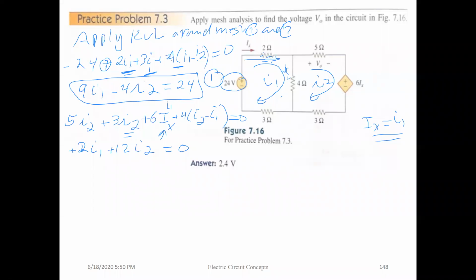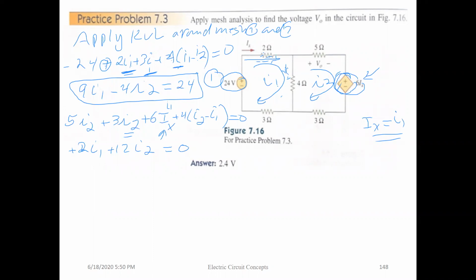Okay, we call this a dependent voltage source. That diamond symbol here means that this is not a voltage supply. It is just a symbol that tells you that this voltage here depends on the current flowing through the 2 ohm resistor. And if you multiply that current by 6, they give you a value here. So this is like a voltage drop.